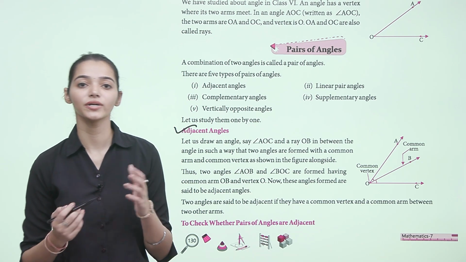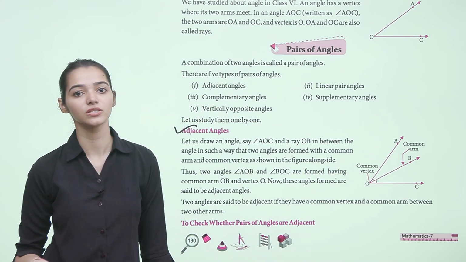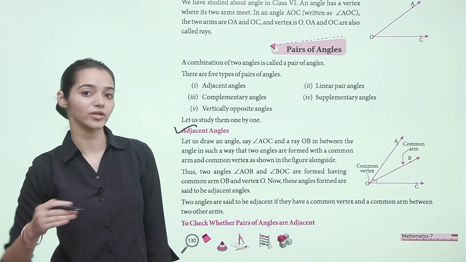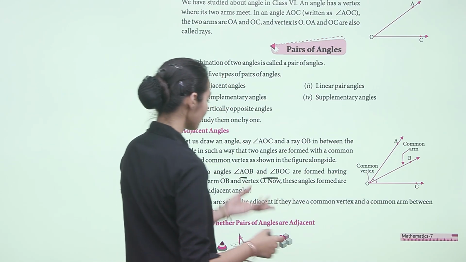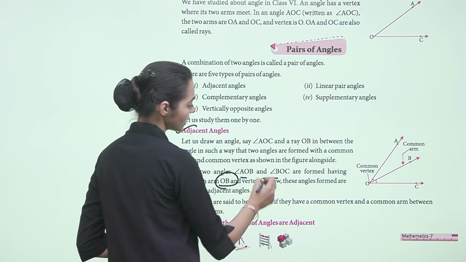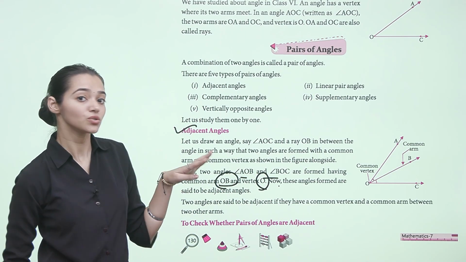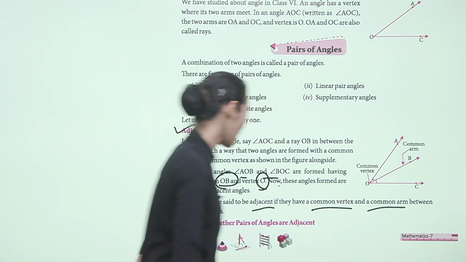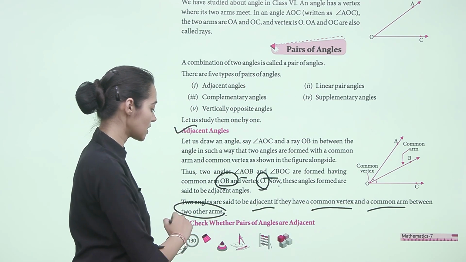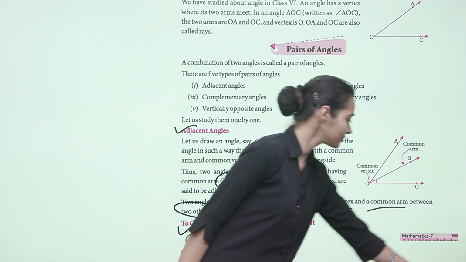Adjacent angles. Let us draw an angle AOC, and here is ray OB in between. Two angles are formed with a common arm and common vertex. So the two angles, angle AOB and angle BOC, are formed having common arm OB and vertex O. So these angles are adjacent angles. Two angles are said to be adjacent if they have a common vertex and a common arm between the two arms. Now how can we check whether a pair of angles is adjacent or not?